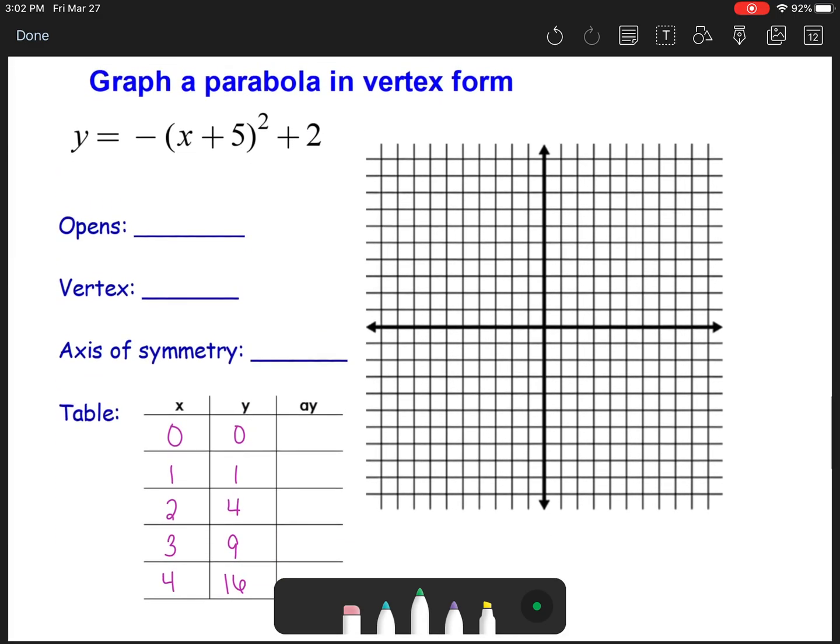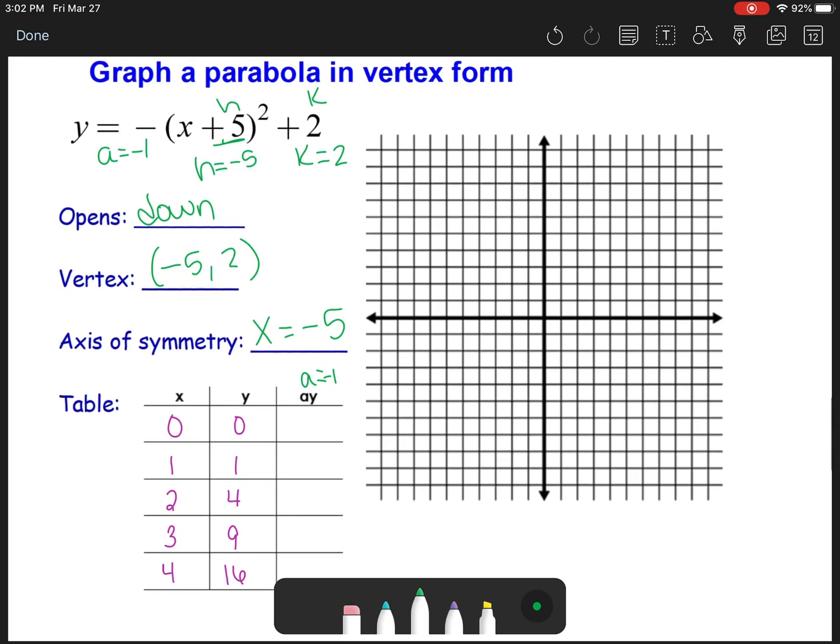It'd be a good idea to pause and see what you can do on your own. Well, looking at this one, a is -1, so this is going to open down. And then for our vertex, remember the sign for h flips, the sign for k stays the same. So here we have h's, we're adding 5, and k we're adding 2, so h will be a -5, and k will be a +2. So our vertex is the point -5, 2, which means our axis of symmetry is the same as our h value, so it's just -5.